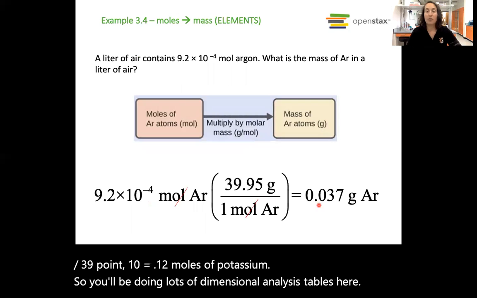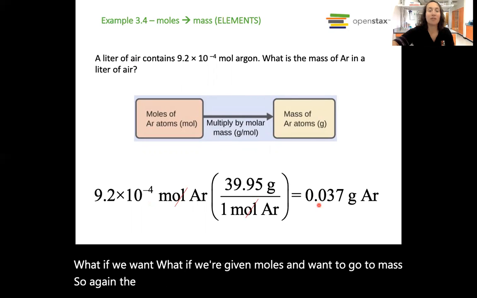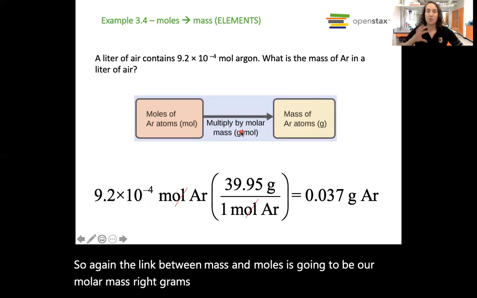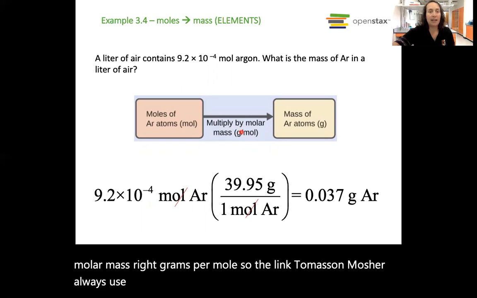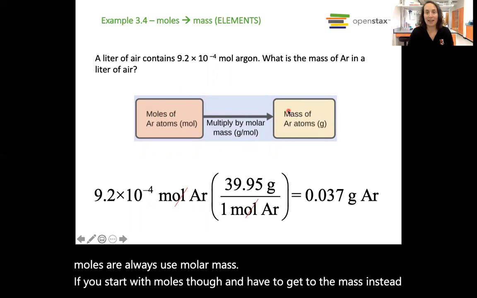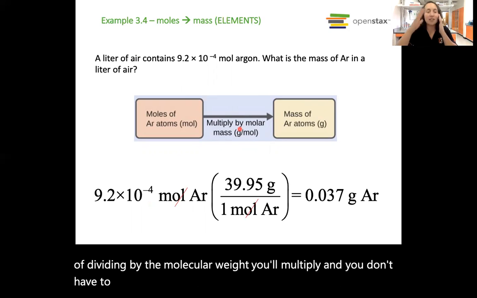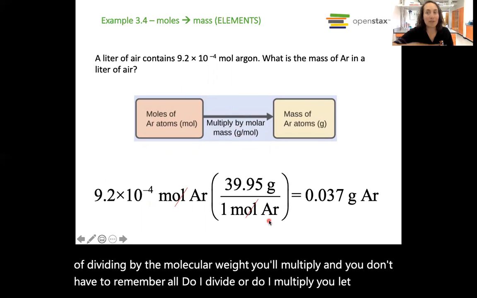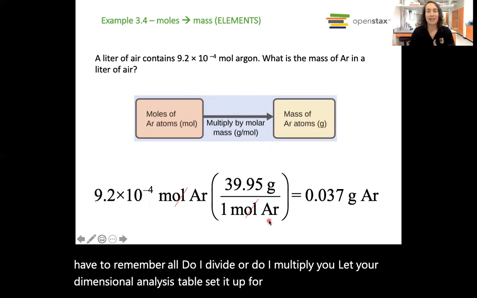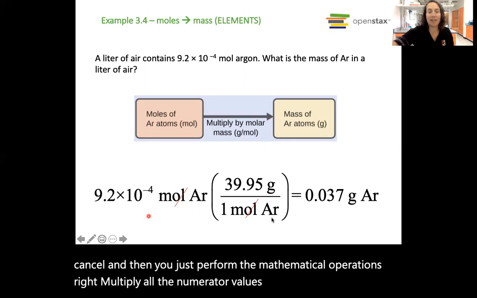What if we're given moles and want to go to mass? Again, the link between mass and moles is the molar mass, grams per mole. If you start with moles and have to get to the mass, instead of dividing by the molecular weight, you'll multiply. You don't have to remember whether to divide or multiply. You let your dimensional analysis table set it up so that your units cancel, and then you just perform the mathematical operations: multiply all the numerator values and divide by all the denominator values.